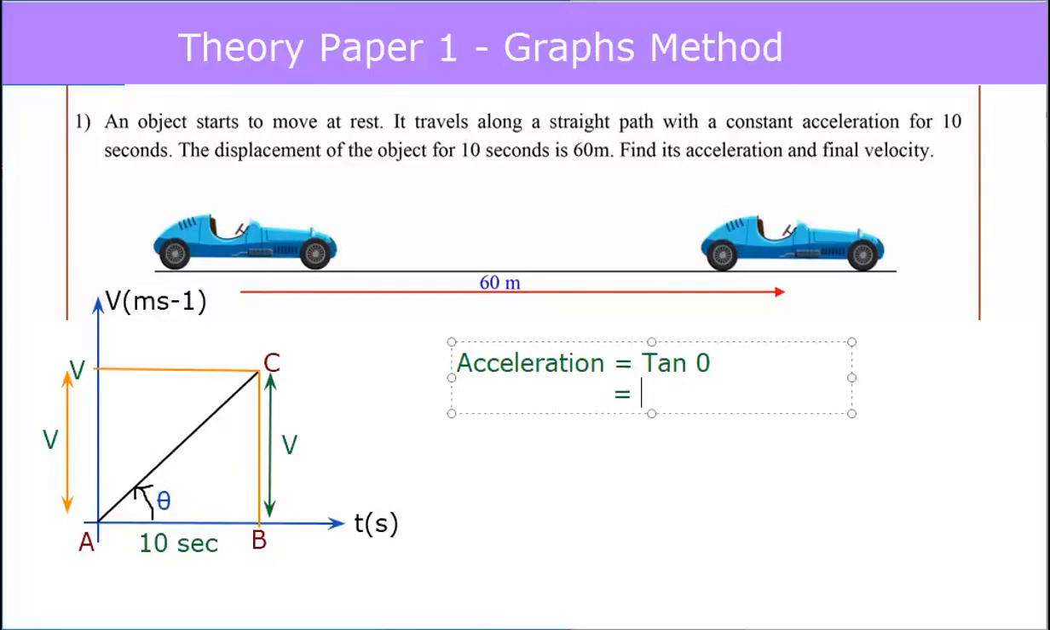BC over AB. Opposite side. Yes, BC over opposite side over adjacent side. So that is BC over AB.